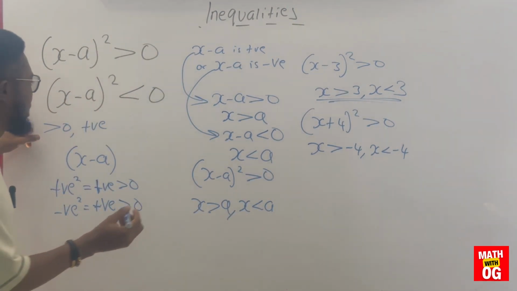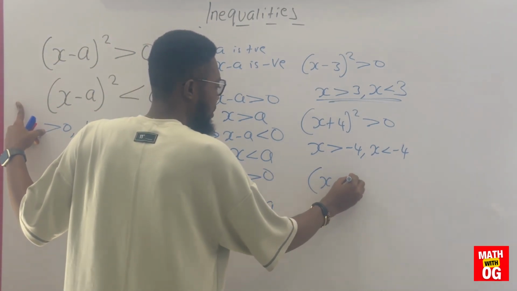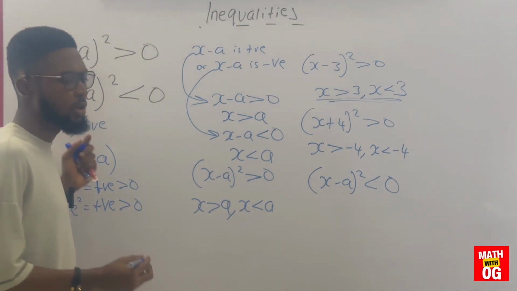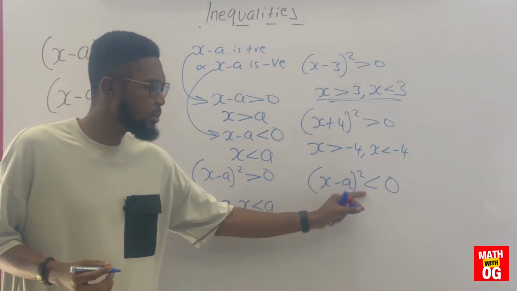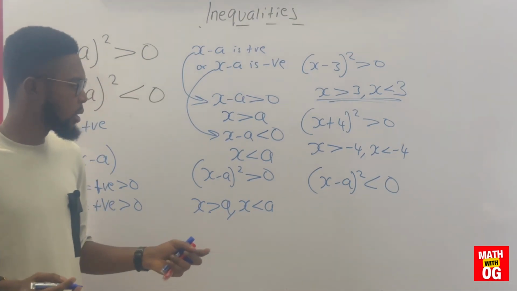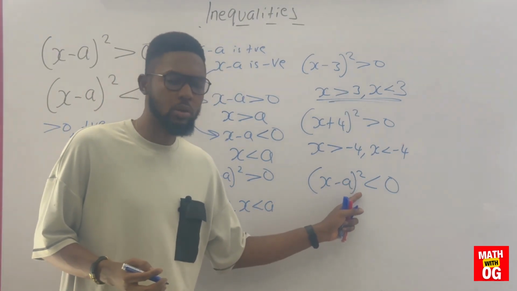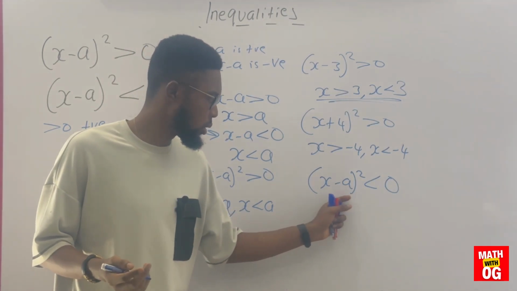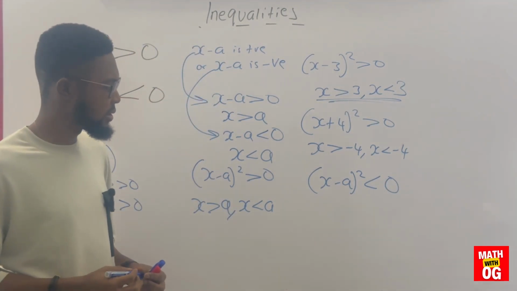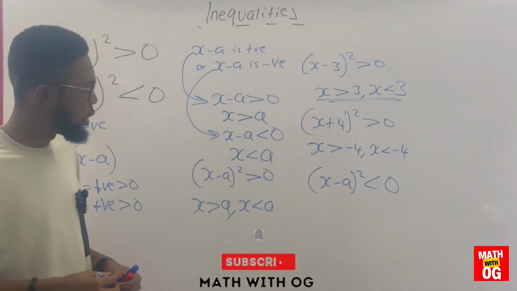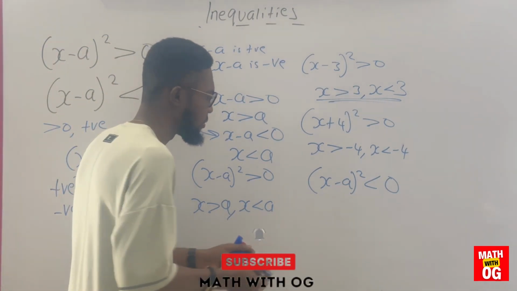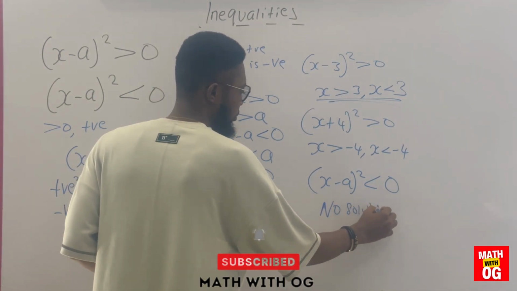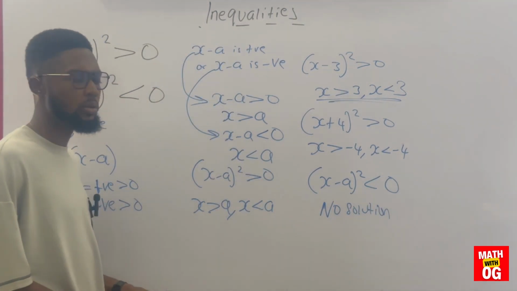Now the other one here, you have x minus a all squared must be less than 0. Now you ask yourself a question, can the square of a number be less than 0? No. No real number can be squared to give a value less than 0. However, there are complex numbers which, when you square, will give you a number less than 0, but we are dealing with real numbers here. So whenever I see a question in this form, the answer is no solution. So that's the answer to this question.